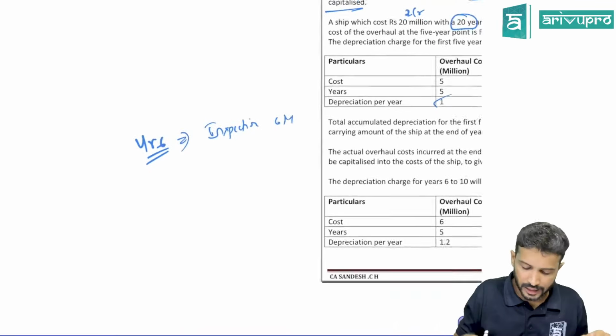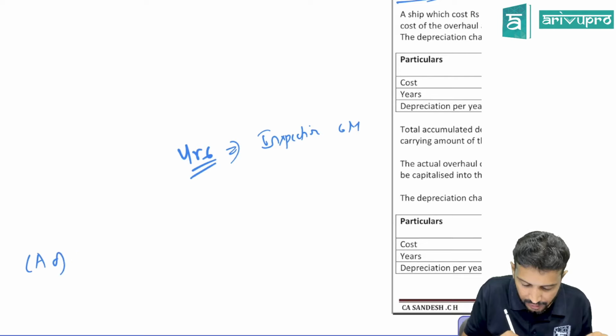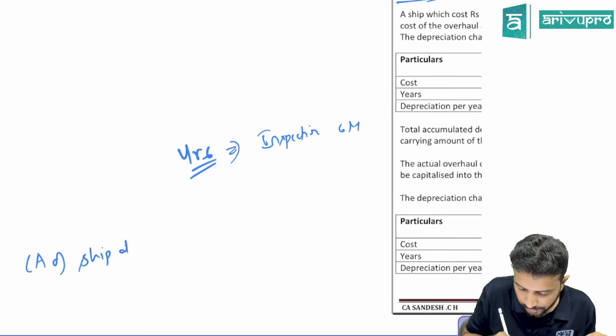Okay. Now let's calculate. Can you tell me what is the carrying amount of the ship at the end of year 5?